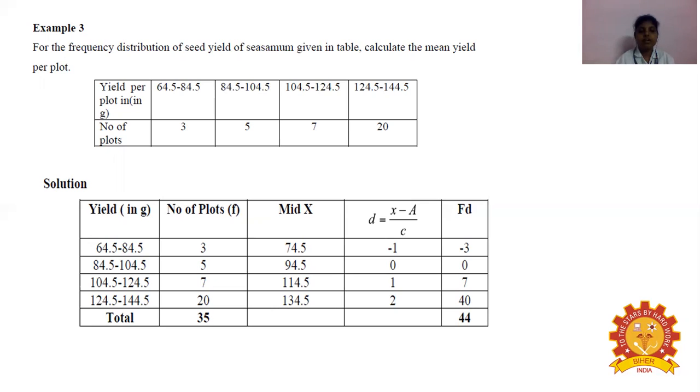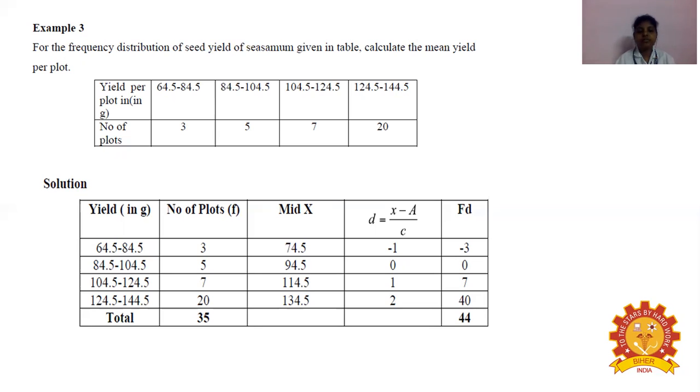Next, find the mid x column. How can we find the mid value of x? First, look at the class interval. The first class interval is 64.5 to 84.5, so in this class interval the mid value is 74.5. The mid value for the next is 94.5. Next one is 114.5. The last one is 134.5.